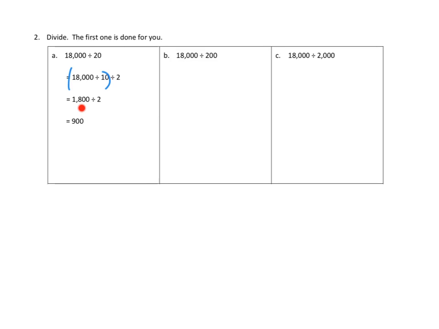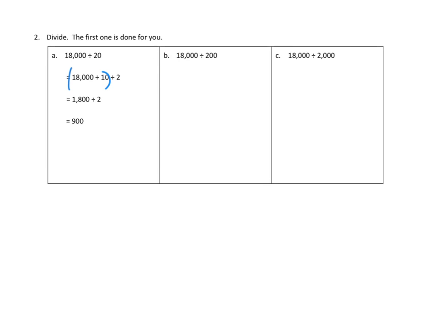Well, 18 of anything divided by 2 is 9 of that thing. 18 cars divided by 2 is 9 cars. 18 oranges divided by 2 is 9 oranges. And 18 hundreds divided by 2 is 9 hundreds. Awesome, so they did that. Let's see if we can do that for one of these other problems. I'm going to skip ahead.